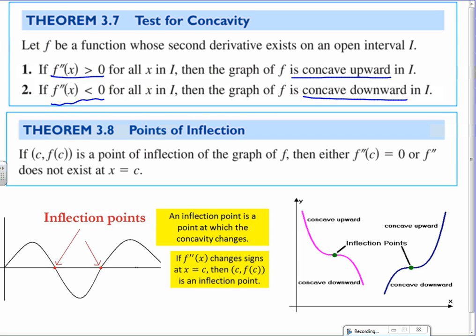Points of inflection. Here is the definition of a point of inflection. If (c, f(c)), our y value, is a point of inflection on the graph of f, then either I have the second derivative equal to 0, or the second derivative does not exist at that point c. These are sort of like our critical values, right? It seems almost the same as: if an extrema occurs, it will occur either at f prime of c equal to 0 or f prime of c not existing. So very, very similar in its approach here.